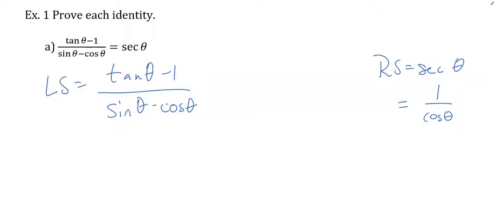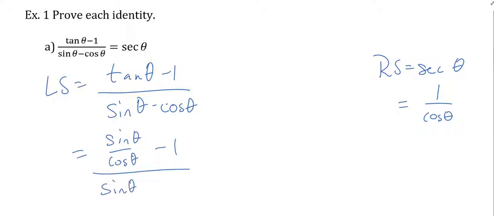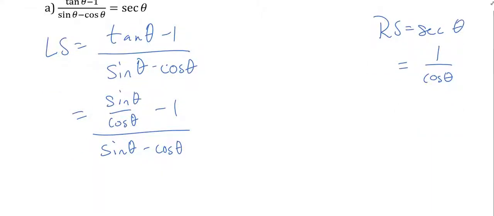Maybe I do that first. You don't have to. But I think it's an interesting thought. I see a lot of people doing that. It's a good idea. And then change the tan to sine theta over cos theta. So that's minus 1 over sine theta minus cos theta. Okay. Hopefully that start is obvious.